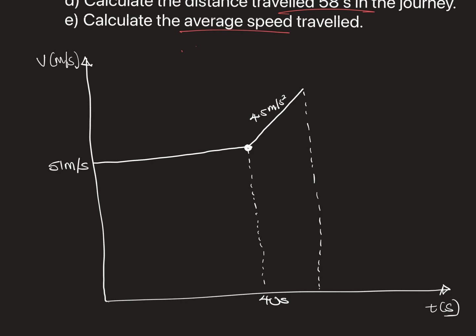for 10 seconds. If you add it to the 40 seconds already traveled, you have 50 seconds here. After the acceleration, the body decelerated at 2.75 meters per second squared for a period of 12 seconds.